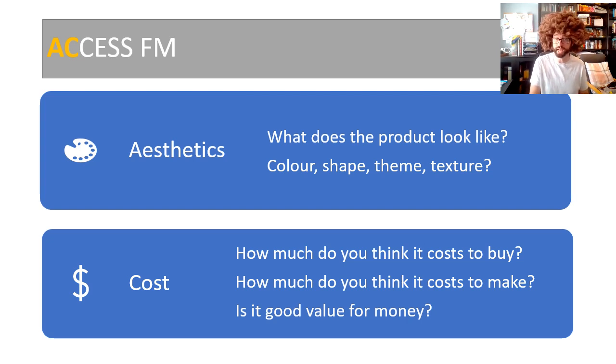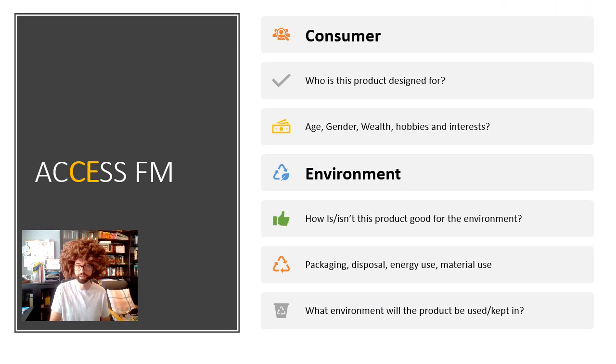Now we get C and E. So consumer and environment. By consumer, we mean the user, the customer, the client. Who is it going to be? Who is this product that you're looking at here designed for? How old are they? What gender are they? How much wealth do they have? So how much money can they spend on this product? What are their hobbies and interests?